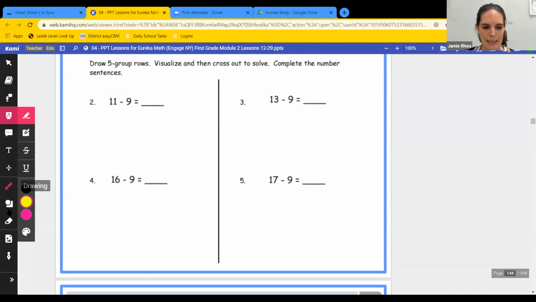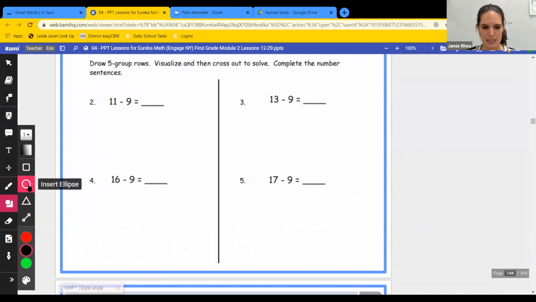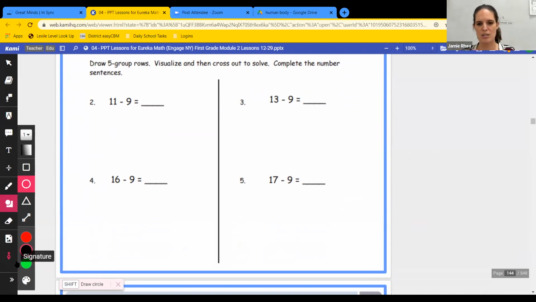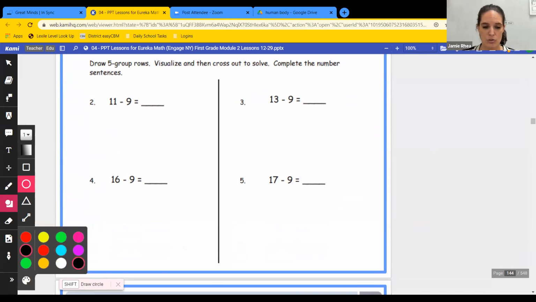So let's get making some shapes because it says draw 5 group rows. Hey, we know how to do that. We're going to cross out to solve, and then we're going to complete the math sentences. So let's make 16. Here's my number, 16. 16 is made of 10 and 6.